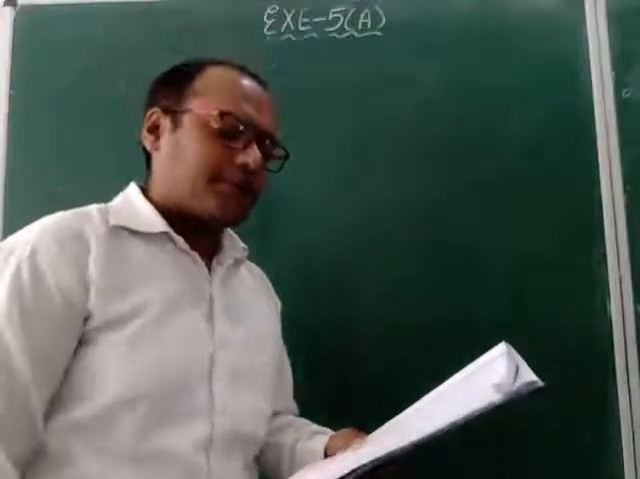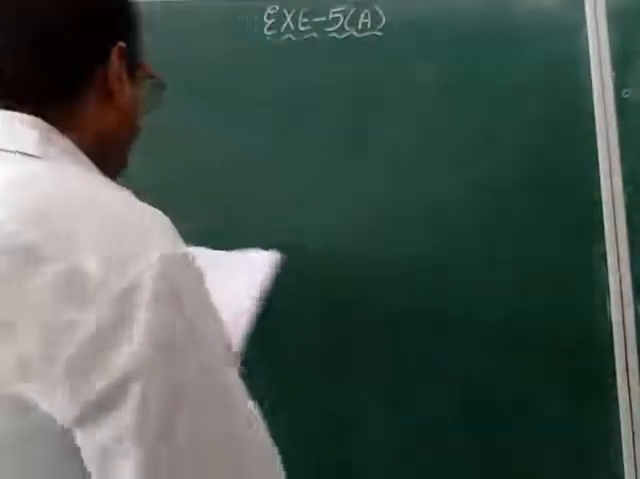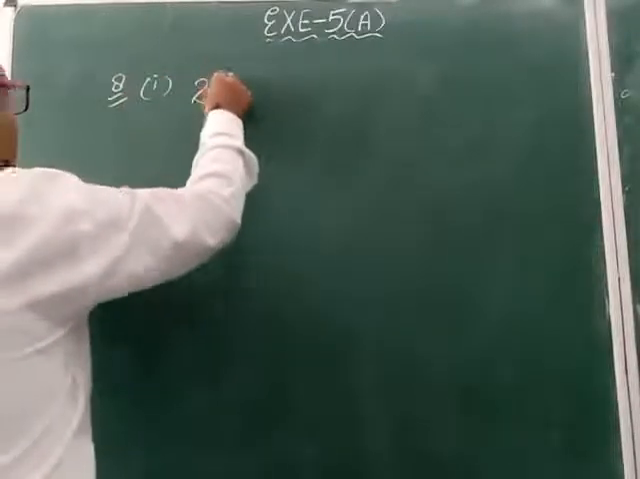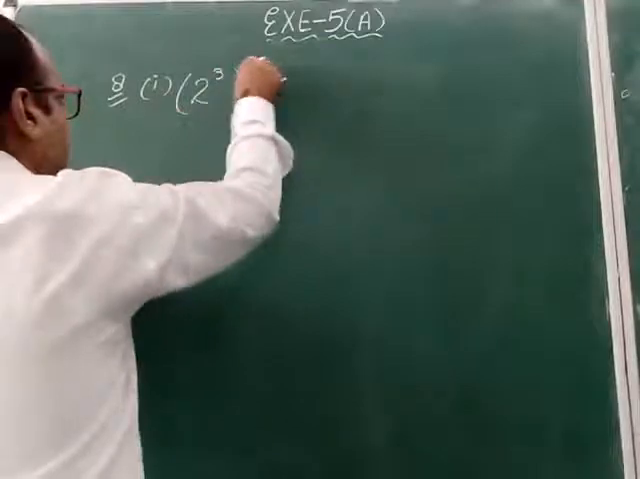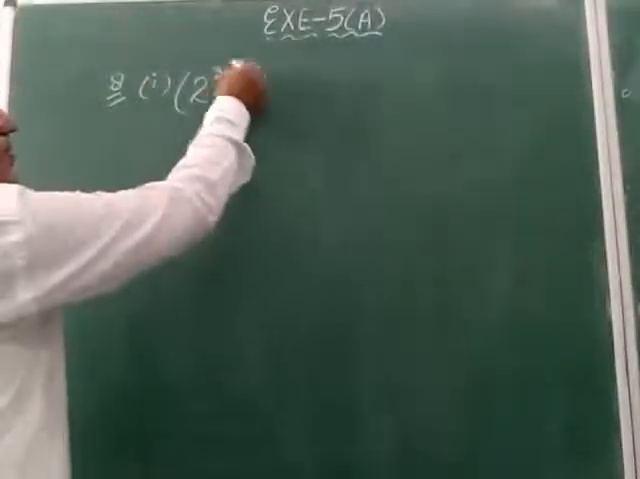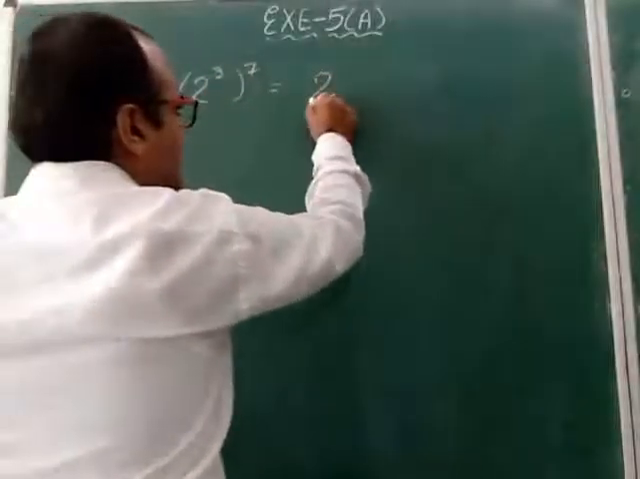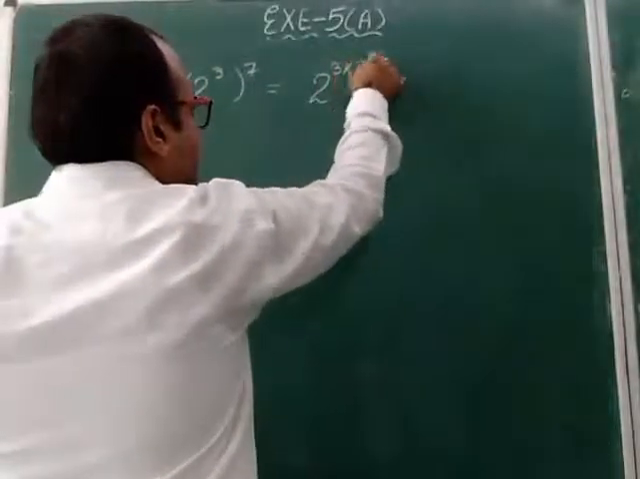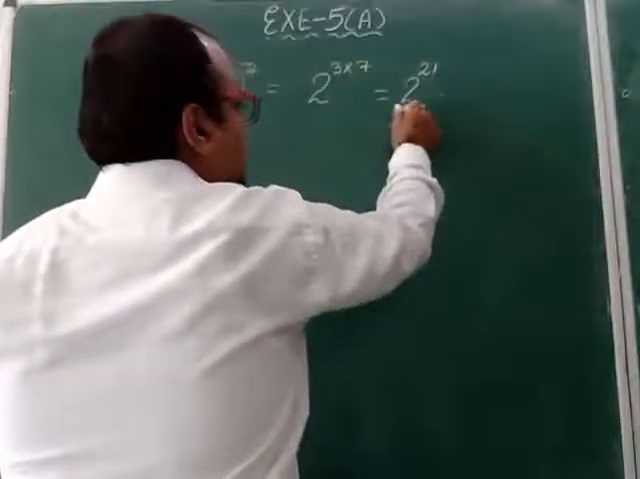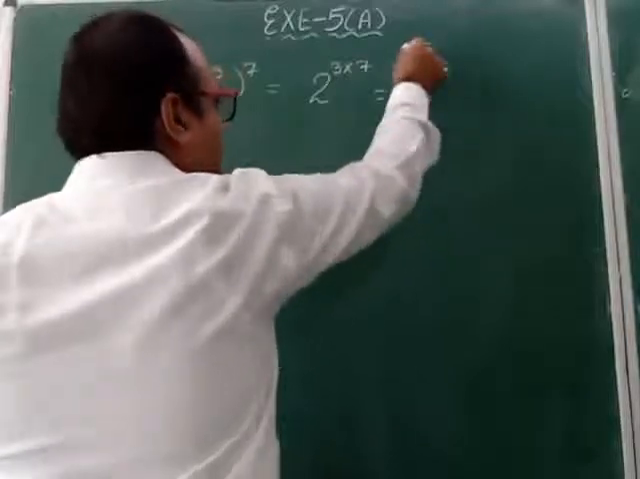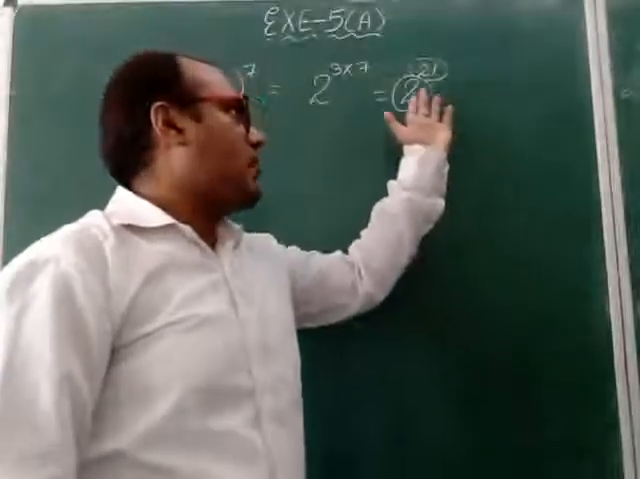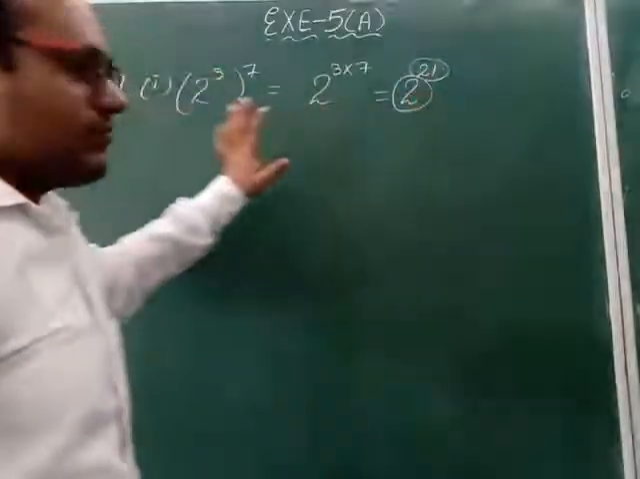Express the following as a power of a prime number. First part: 2 power 3 whole power 7. So here we have to use the law of exponents. One power is inside and one power is outside. So we can write it as 2 power 3 multiply 7. So finally we will get 2 power 21. So this is the prime number and this is the power. So we have written the answer in the required format, power of a prime number. So first part is over.